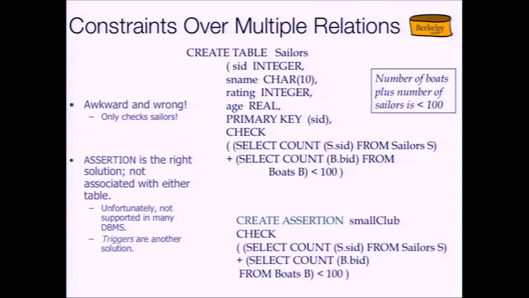And so there are these things called assertions where you can just say, check that the count of sailors and the count of boats is less than 100. Assertions can refer to multiple tables, and the system is smart enough to figure out that when somebody inserts a new sailor record or a new boat record, this has to be checked. These are all details, but important ones when you're trying to use the system.